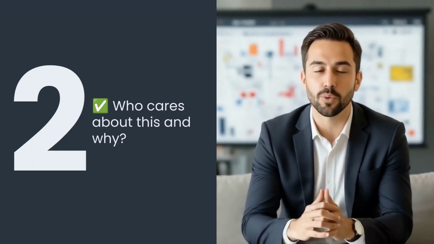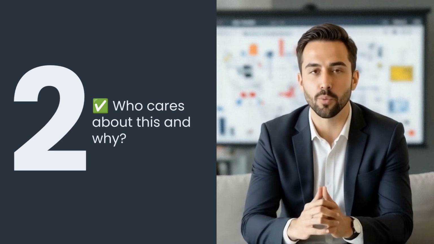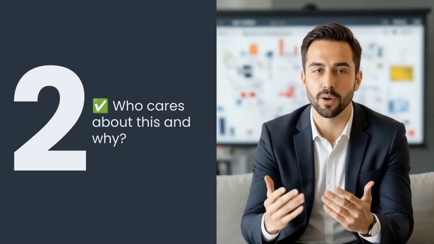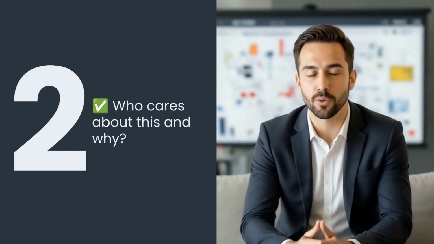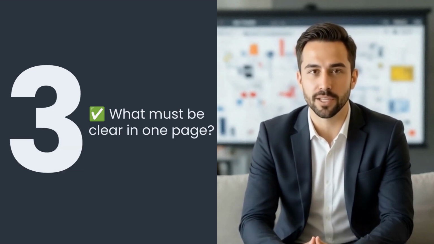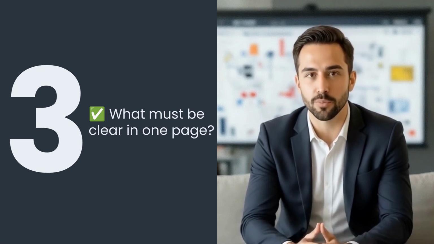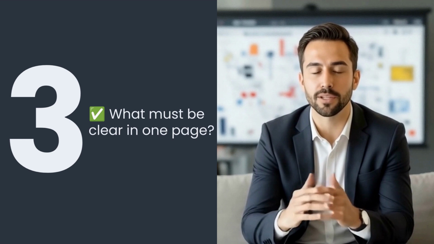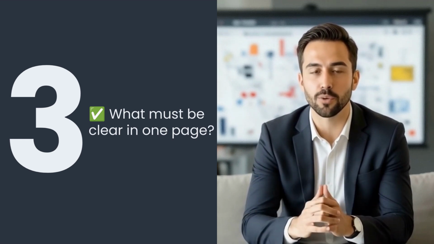2. Who cares about this and why? Identify key stakeholders and what they need from this effort. A great architecture document for a developer might be a black box for a product owner. 3. What must be clear in one page? You should be able to summarize your architecture approach, value, concerns, impact on one page. If not, you're not ready to go deeper yet.